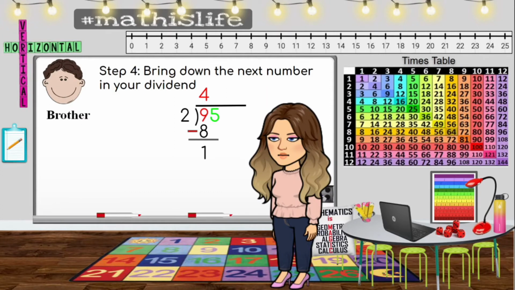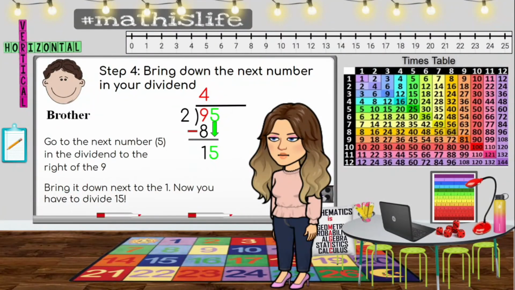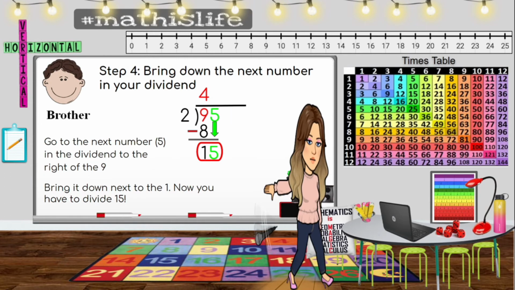Next comes the brother who's going to remind us to bring down the next number in your dividend. As you already know, we're already divided by 9, so we're going to go ahead and bring down the next digit, which is the 5, and we're going to place it directly next to our 1. Our new dividend has now become 15 and not 95.